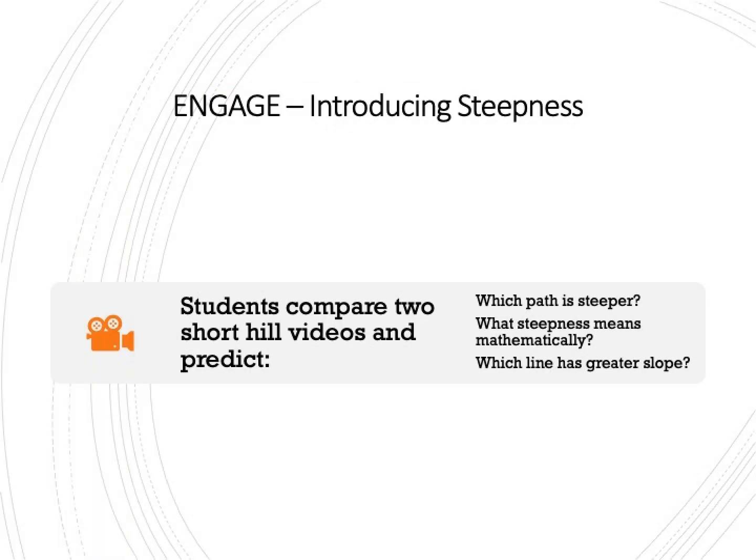To activate prior knowledge, I began with 2 short video clips of cars traveling uphill and downhill. Students discussed which path was steeper and why. This helped them connect the idea of steepness to slope and supported early conjecture making.